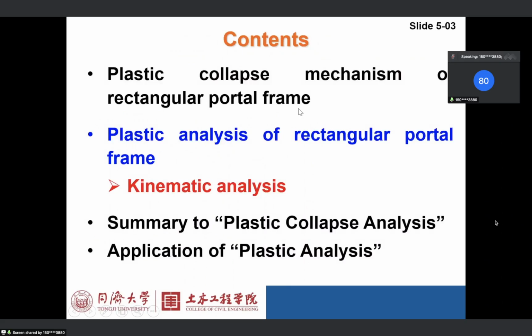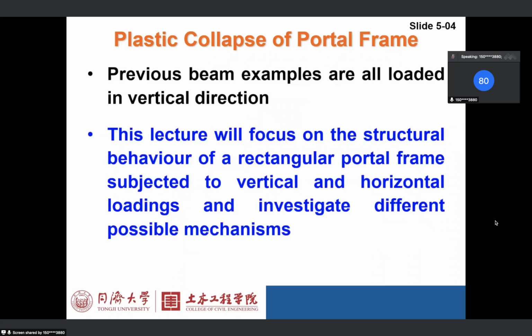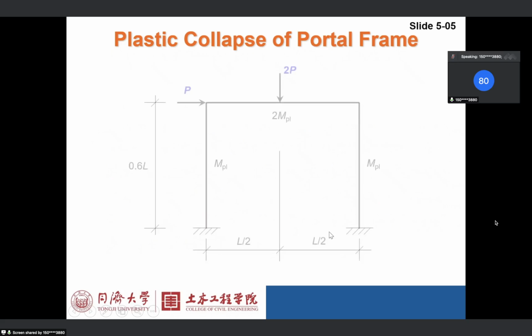Now let's move on from a beam to a portal frame. Actually, portal frame is also very easy. It's not difficult, so don't worry about that. Previous beam examples are all loaded in vertical direction. So this lecture will focus on the structural behavior of rectangular portal frames subjected to both possible vertical and horizontal loadings. And let's investigate different possible mechanisms first.